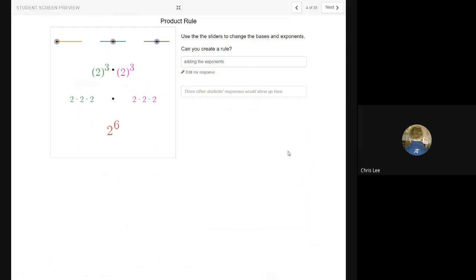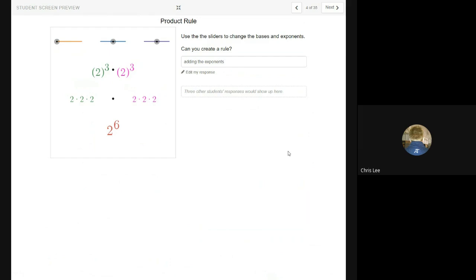And what's 2 squared mean? 2 times 2. And what am I doing to these two things? I'm multiplying them. So it's 2 times 2 times 2 times 2 times 2. What's another way to write this? 2 to the power of 5. And that's what this is demonstrating.